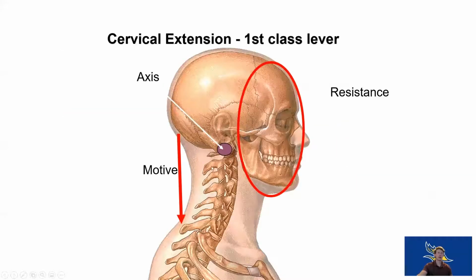Another example here is our first class lever for cervical extension. This is extending our head. We have our cervical extensors, the motive force, and we have the resistance, which is our face, or the weight of the front of our head, the anterior portion of our head. We have to counteract those two, or create equal torques, in order to keep our head level. If we don't create enough torque posterior to our cervical spine, our head will fall forward, because that torque will be greater anterior compared to posterior.